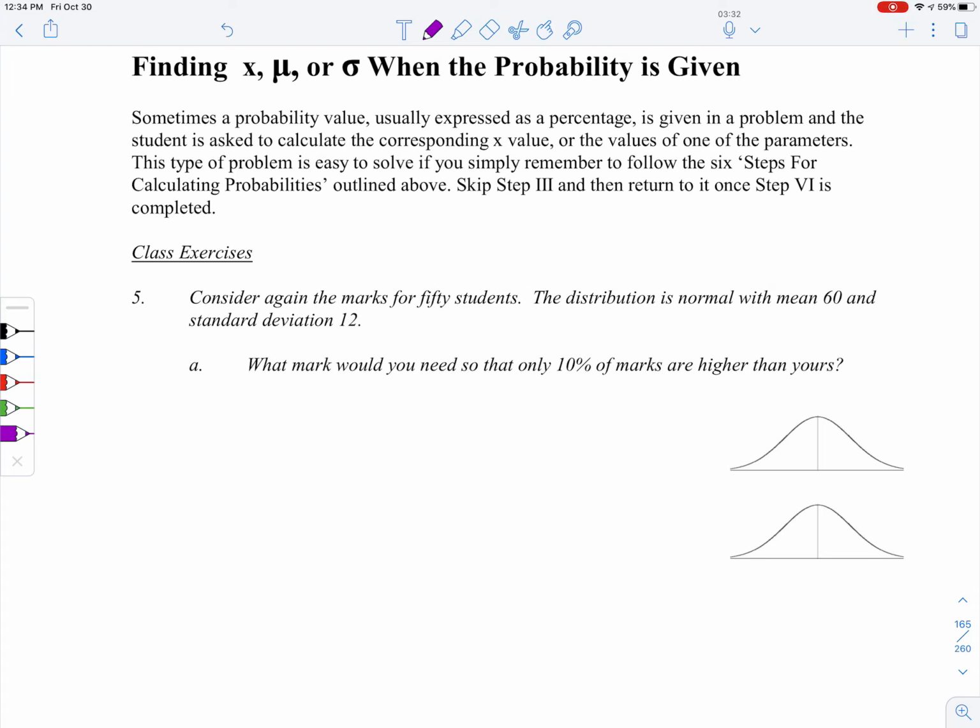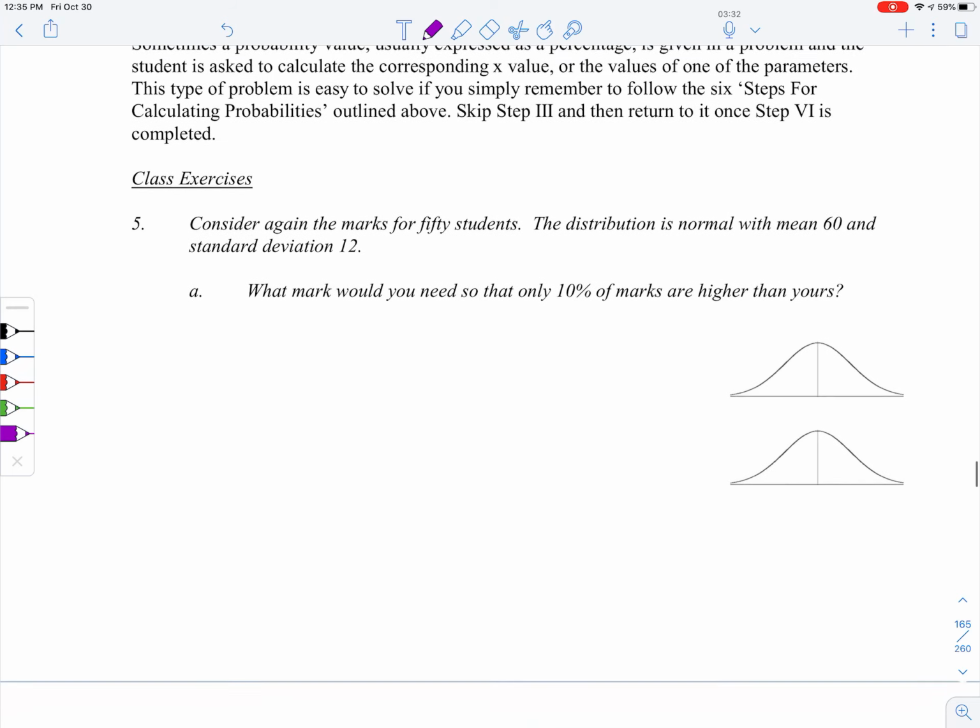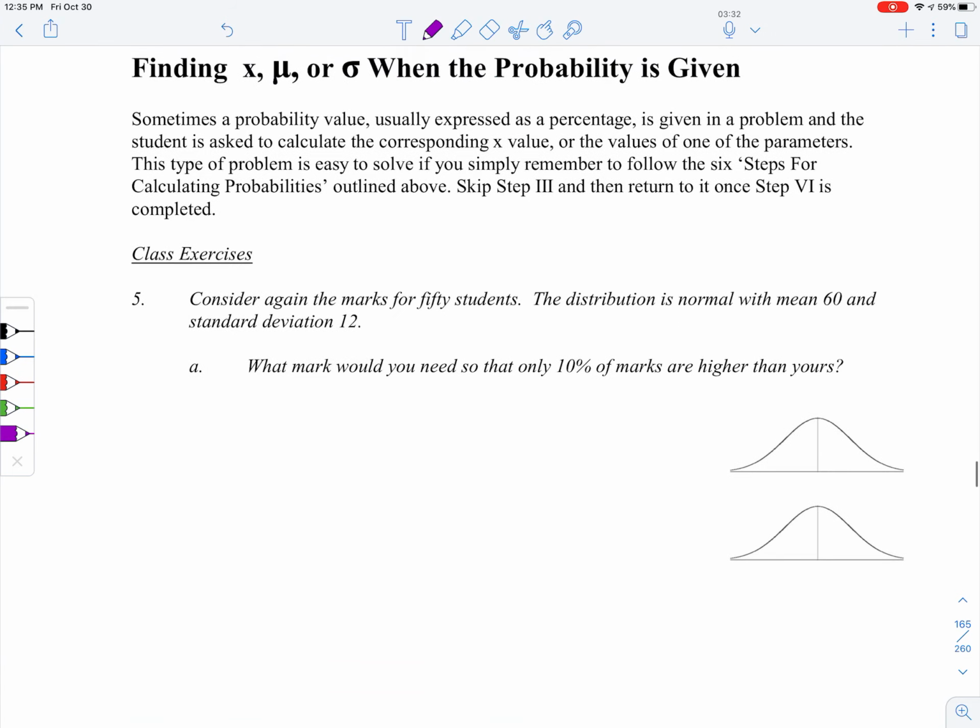So this paragraph here, I'm just going to read this. Sometimes a probability value, usually expressed as a percentage, is given in a problem, and the student is asked to calculate the corresponding x value or the values of one of the parameters. This type of problem is easy to solve if you just remember to follow the 6 steps. We're going to skip step number 3 and then return to it once we're finished step number 6. So let me show you how this thing works.